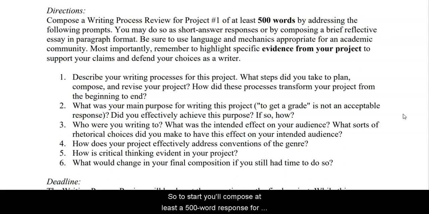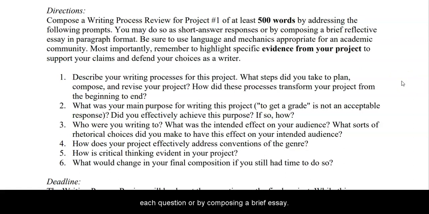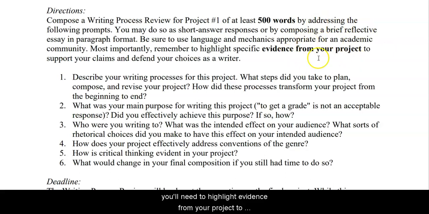So to start, you'll compose at least a 500-word response for the writing process review that addresses the prompts on this handout. You may do so either as a short answer response to each question or by composing a brief essay. In your response, please be sure to use language and mechanics appropriate to our academic community. Most importantly, in addition to your personal perspective, you'll need to highlight evidence from your project to support the discussion. So let's review each prompt now to ensure you fully understand the questions and are able to provide the evidence from your project needed to defend your answers.